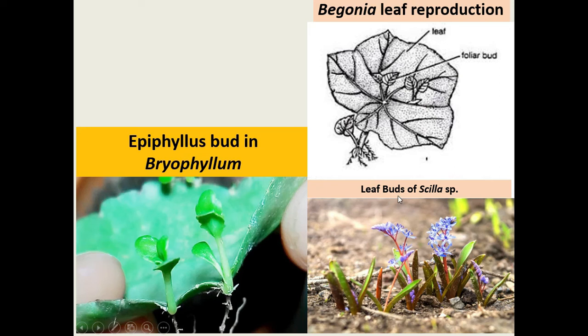Next, the leaf buds of Scilla species. This also produces buds. Those buds again produce a new individual.